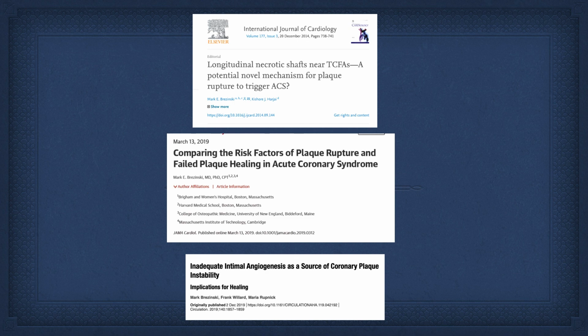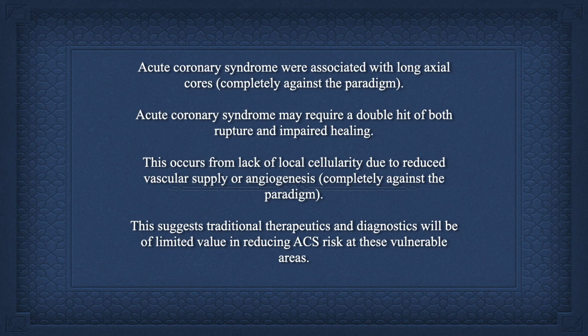And then in JAMA Cardiology, we linked that long cores were associated with poor healing. And then finally in Circulation in 2019, that blood vessels couldn't get to the area with long cores, and that was the reason why it was healing poorly. And we're going to engineer to this, and I'll get to the engineering point in a minute.